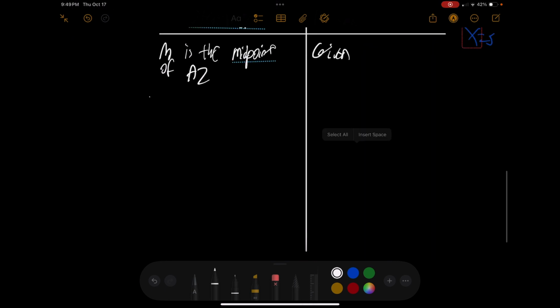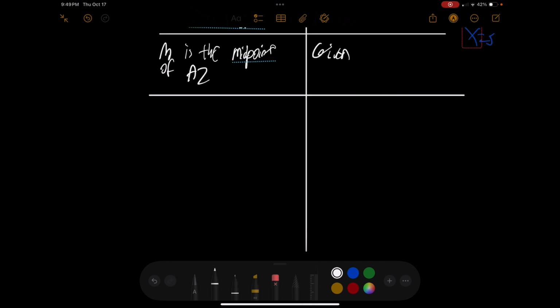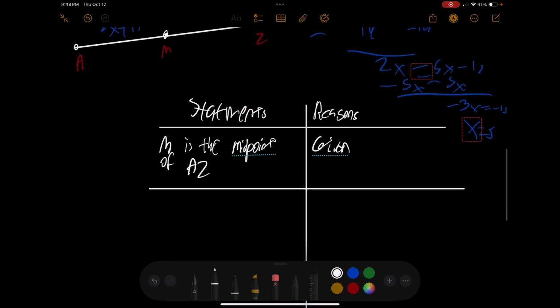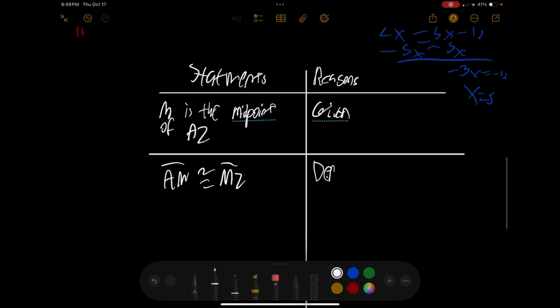But before we go on, now we have to basically say, what does it being the midpoint even mean? So because M is the midpoint, we conclude segment AM is congruent to segment MZ. That is because of the definition of a midpoint. That is what a midpoint means.